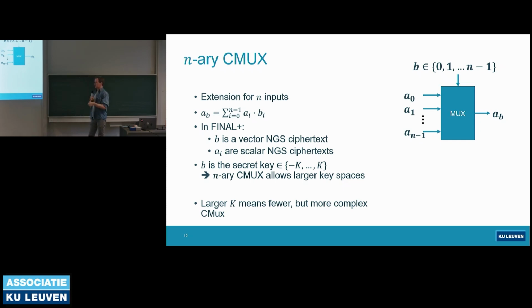And we'll actually see that B in final is the secret key. So using an n-ary CMUX allows us to use a larger key space in final. If we have a larger key space, then that means we need fewer CMUXs, which means we need fewer FFTs, because we need fewer external products. However, the CMUXs are more complicated, so there's a trade-off there.